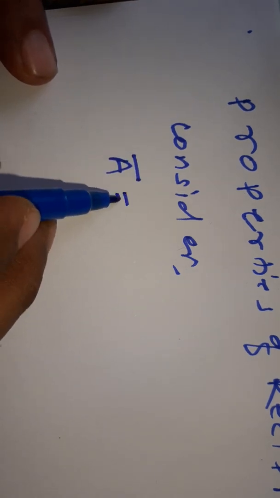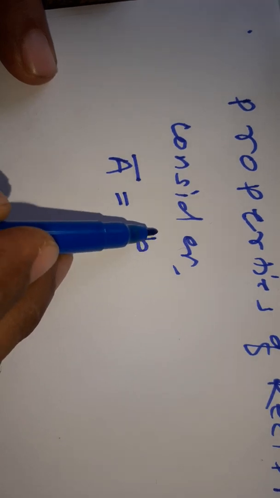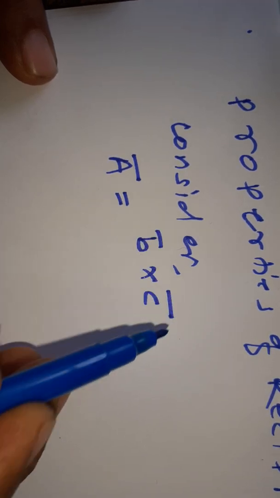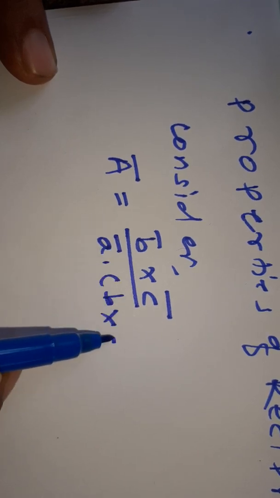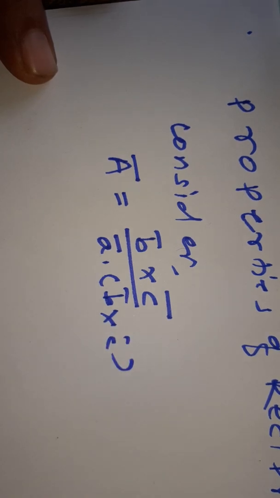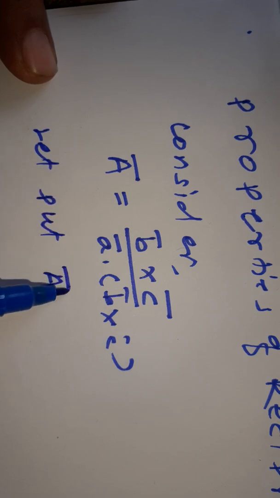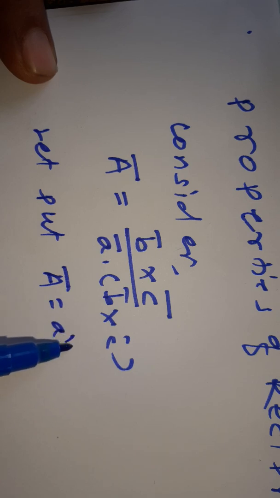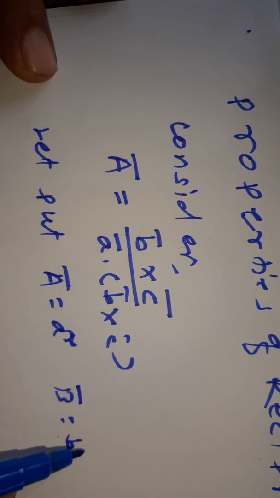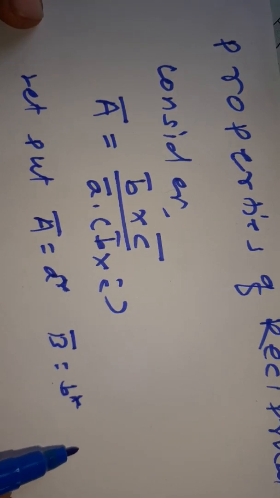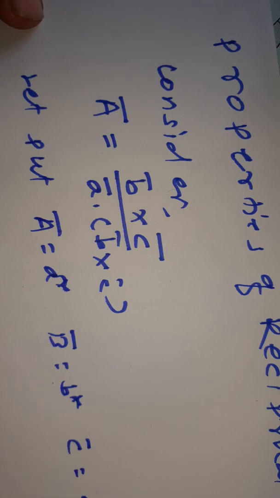A bar is equal to B bar cross C bar divided by A bar dot B bar cross C bar. Let us put A bar is equal to A complex, B bar is equal to B complex, and C bar is equal to C complex.